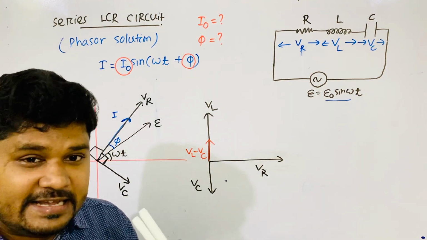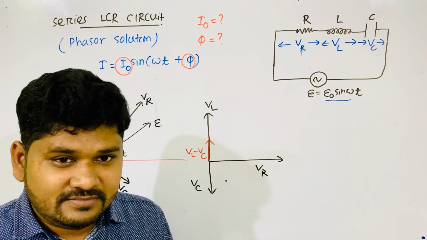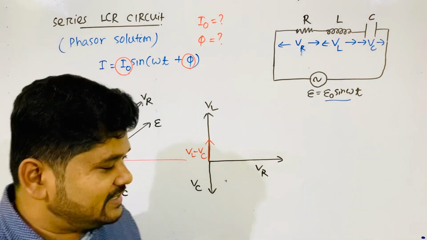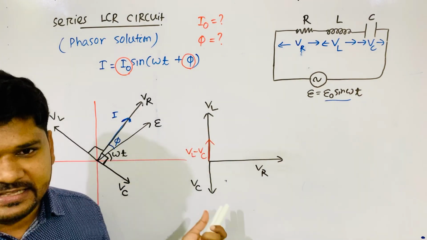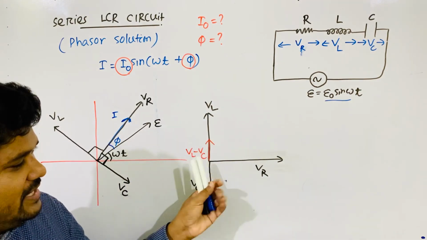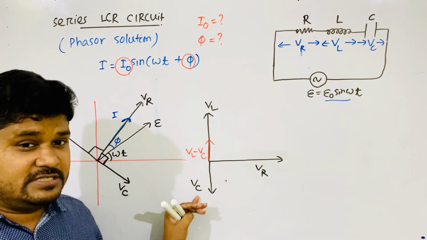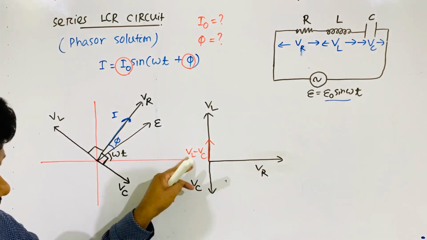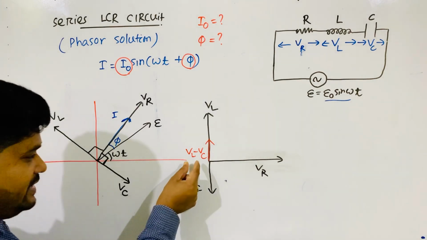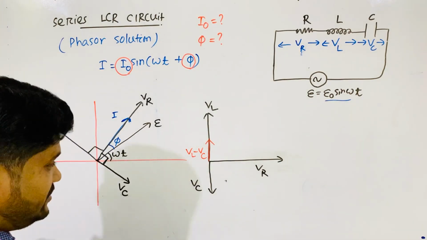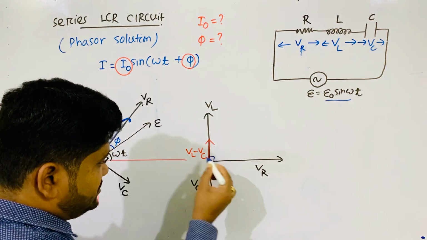But we will do it taking any one as greater. I have taken VL greater than VC so that the figure will remain on the upward side. But you can take VC minus VL also. Don't confuse about this. Now VL minus VC is added with VR, and they are perpendicular to each other.